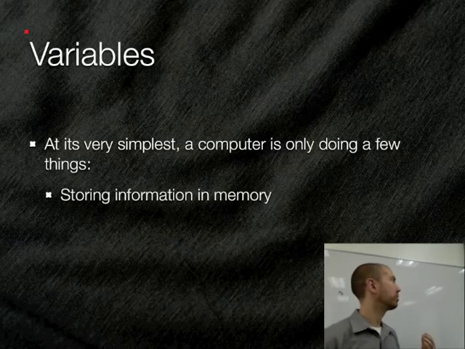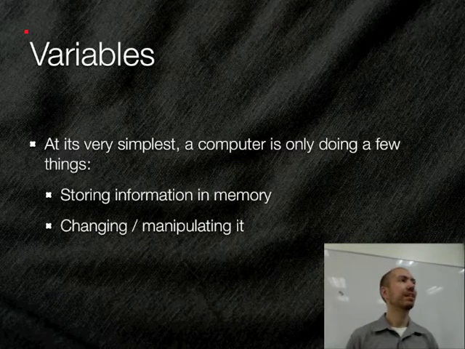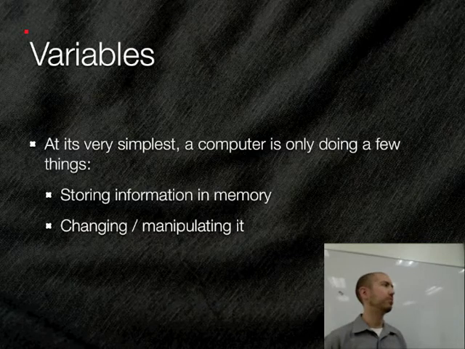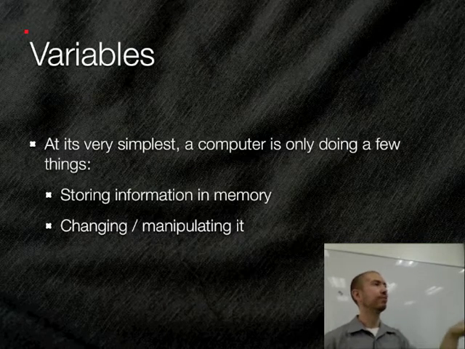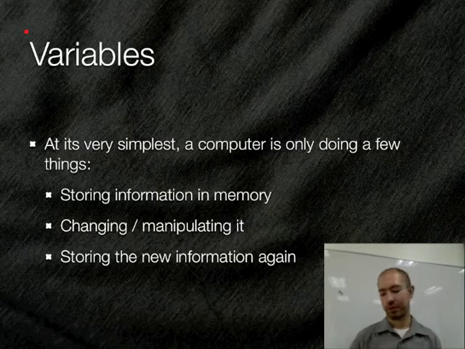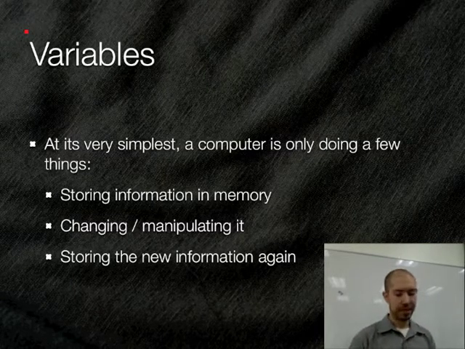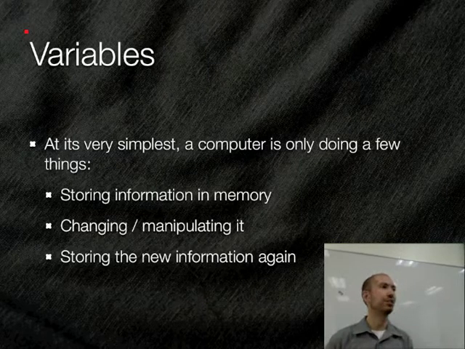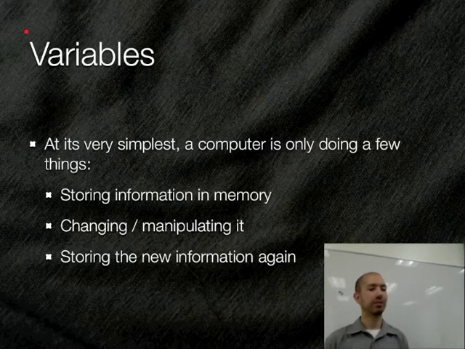It stores some sort of information in memory. It can then manipulate that information in some way, so you add two numbers together, or multiply them, or divide them, or move something from here to here, or something like that. And then you can store the new information again, okay? And that's really all that's going on, right? It's just lots of computations on bits of information really, really fast.